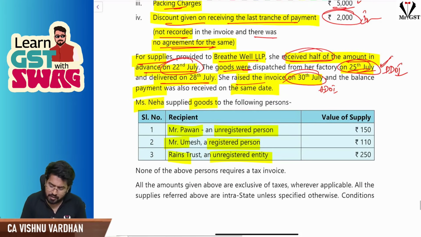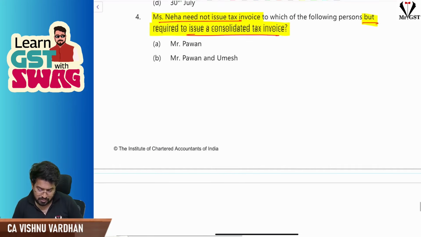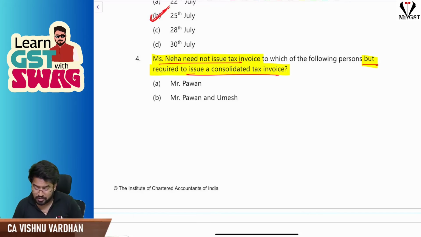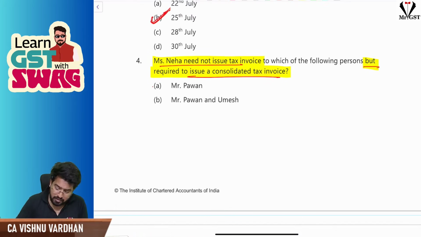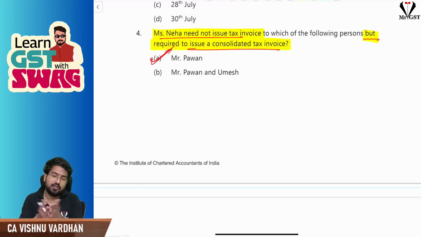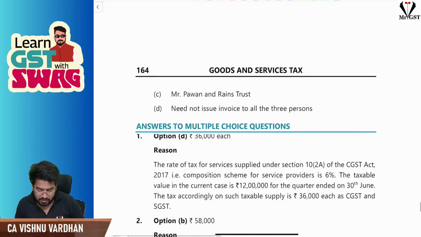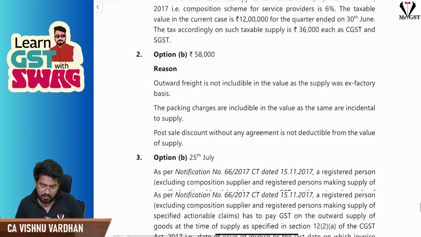Next, Miss Neha supplied goods to the following persons: Mr. Pavan, unregistered person; Mr. Umesh, registered person; Rains Trust, unregistered entity. Less than 200, go for consolidated tax invoice. Because this fellow is registered, you cannot issue, and this is greater than or equal to 200. So here also it will not come. So for Mr. Pavan, she has to raise consolidated tax invoice. For one supply, what is a consolidated tax invoice? The logic I don't understand, but still, being a theoretical concept, we are not actually seeing it in practice. Because multiple tax invoices are there, now you can consolidate. You have raised only one invoice, for that you will give a consolidated tax invoice. Crazy thing. Okay, fine. So that is the case study. So we are done with this also.